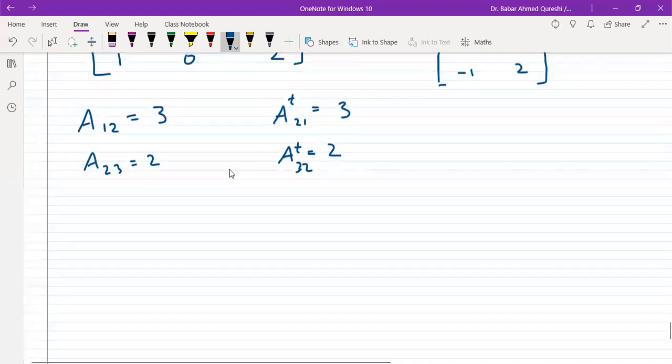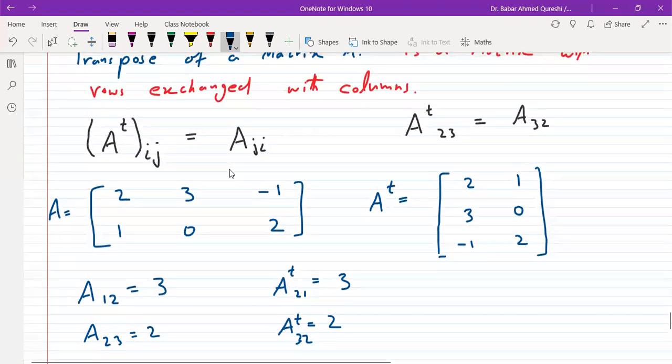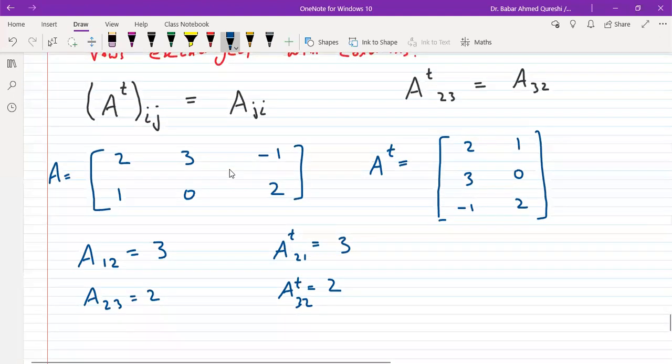Sir, why not row 1, column 1? That is also a 2. That is a 2 by coincidence, right? If I check this, which is a 2, in the transpose I'm exchanging 1 and 1, but I still stay at the same place. So I still get a 2. Okay.